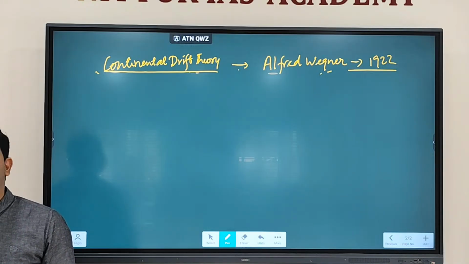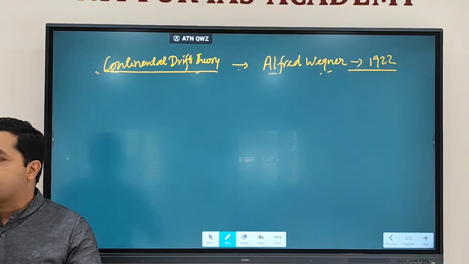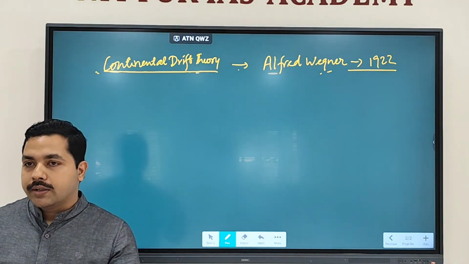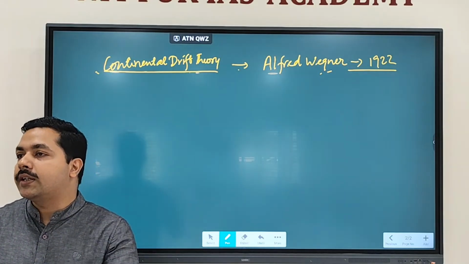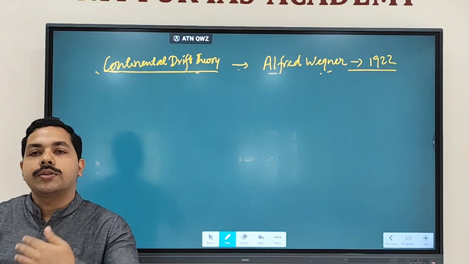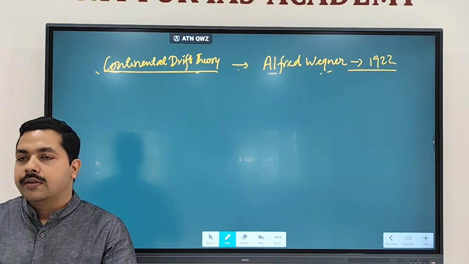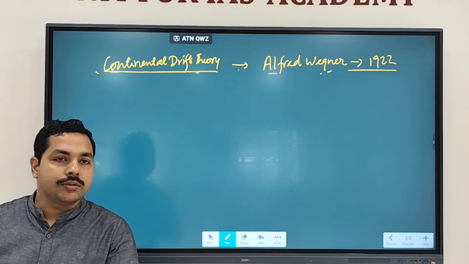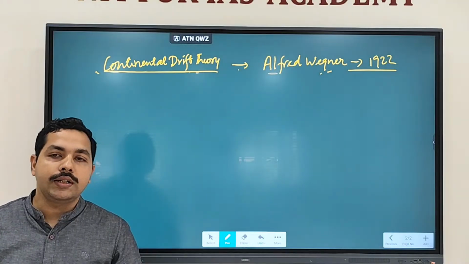Clear? Now this theory has been discarded, but you know how science develops. Something is proposed, then criticism comes, you try to find evidence for it, and a new theory is built. That is why this is called a building block, a stepping stone of all the current theories, or plate tectonics theories. All that starts from where? From the continental drift theory.